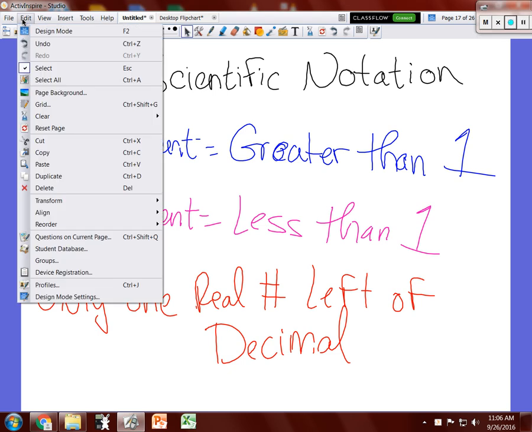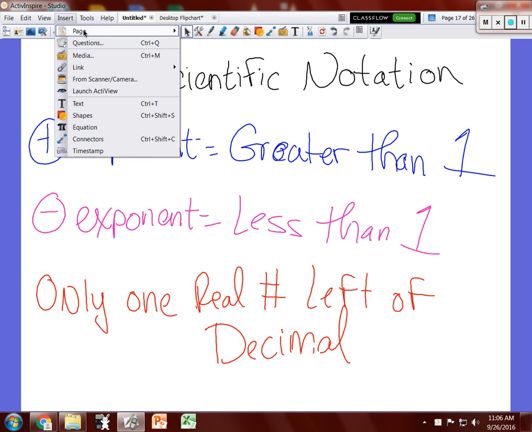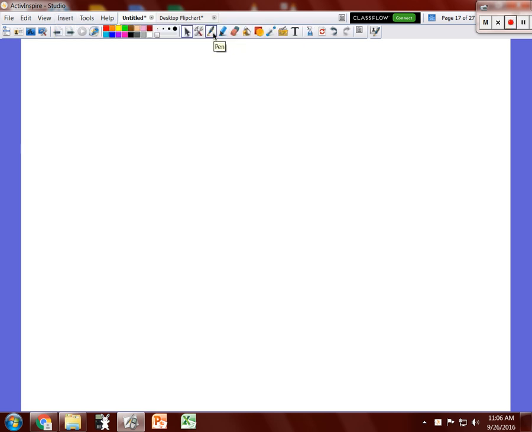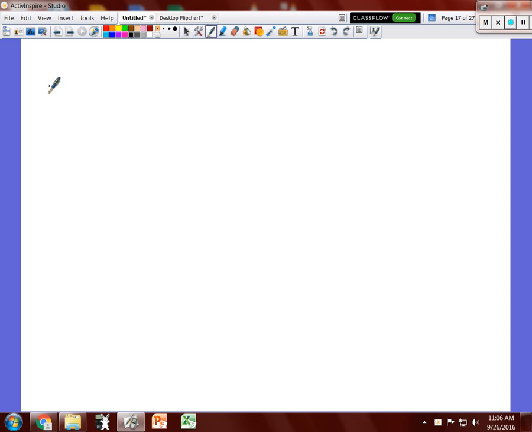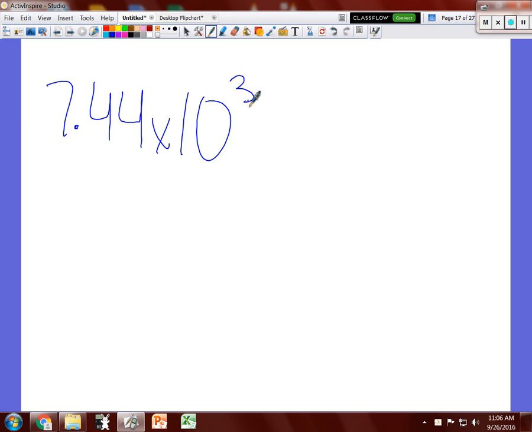I started doing this in first period, and I think it made everyone understand the differences here. So let's look at these two numbers. 7.44 times 10 to the third, or 7.44 times 10 to the negative third. Visually, do those numbers look very similar based on the way that they're written? There's one key major difference, and what is that major difference?